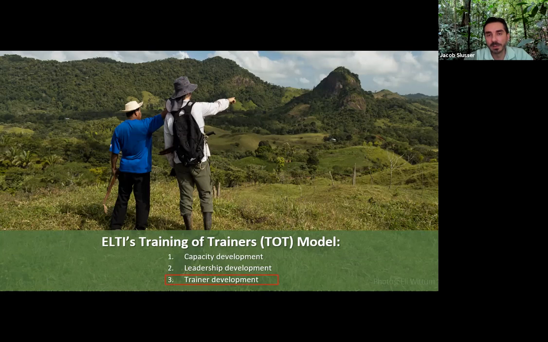But then third, through long-term trainer development, members really learned effective methods of communication and how to teach others using experimental techniques, training materials, and really the network of their model farms, as farmers, but also as confident and motivated leaders.